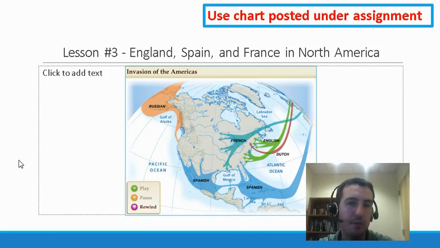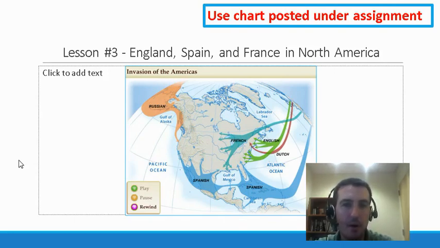You don't have to use your textbook. The chart that I found does a really good job of breaking this information down, so you don't have to read nearly as much as usual. So what's this lesson going to be about? It's going to be about who came to North America from Europe and where they went.